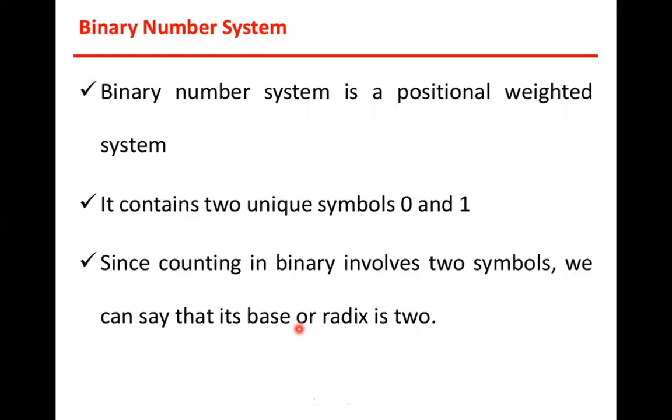So how many total symbols do we have in the case of binary? We have only two symbols. What are they? 0 and 1. Because we have only two symbols, the total in the binary number system is 2. So what will be the base or radix? It will be 2. Since counting in binary involves two symbols, we can say that its base or radix is 2.